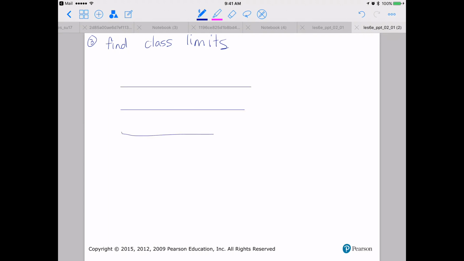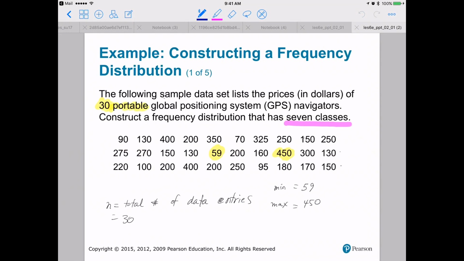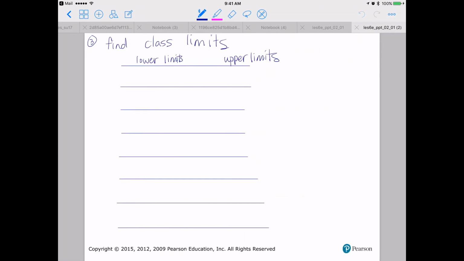Okay. So you're going to have, we'll start with our lower limits, and then we'll finish with our upper limits. So for your lower limit, the first number you want to put in is your min, which is 59. So we're going to put in here 59 for our lower limit.